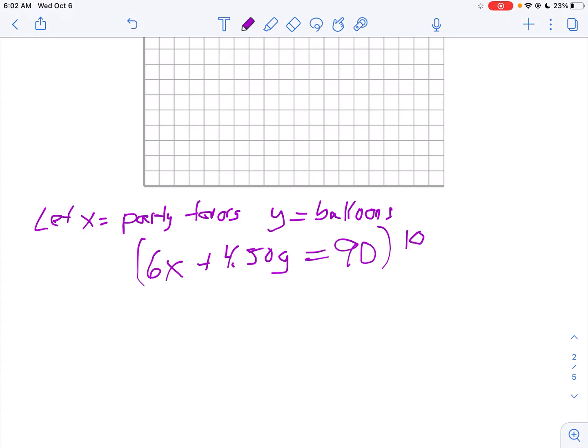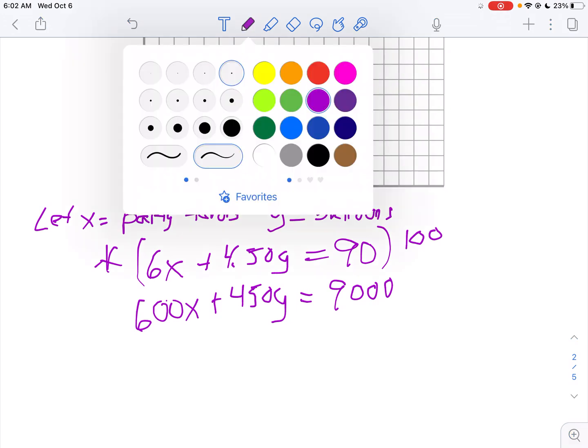Yeah, I'm going to multiply it by 100, so I'm dealing with pennies. So I'm going to say 600x plus 450y equals 9,000. That's standard form, but I'm actually going to just use my form here. Now, I think the easiest way to graph this equation is to find the intercepts. So I'm going to go back and use my first equation.